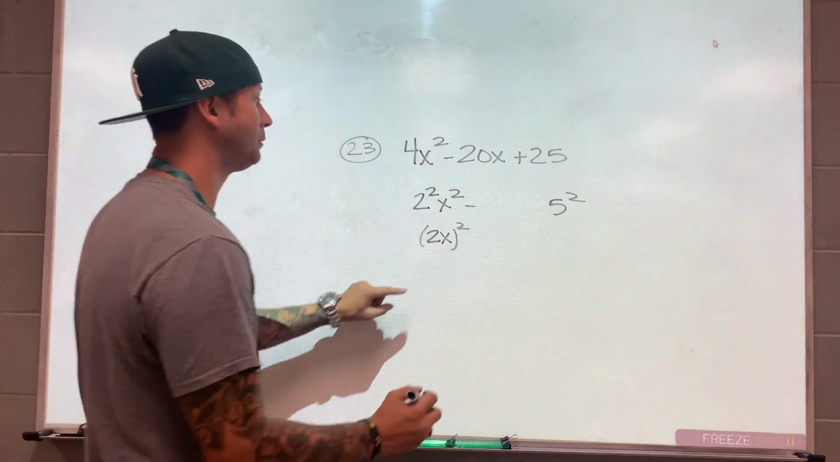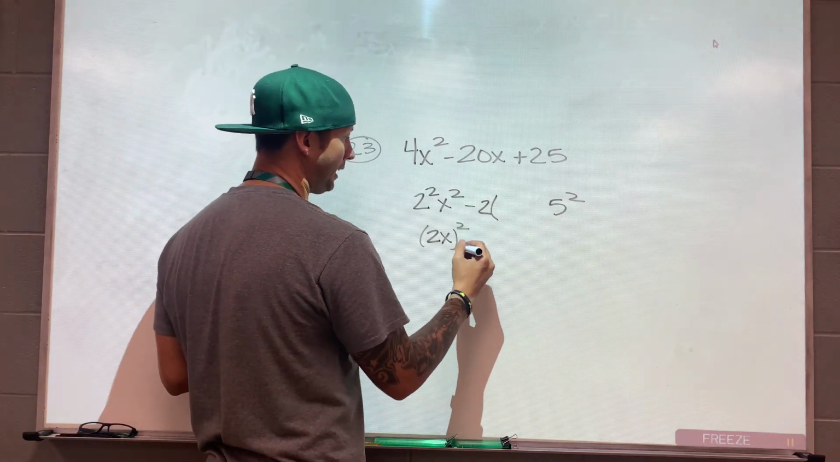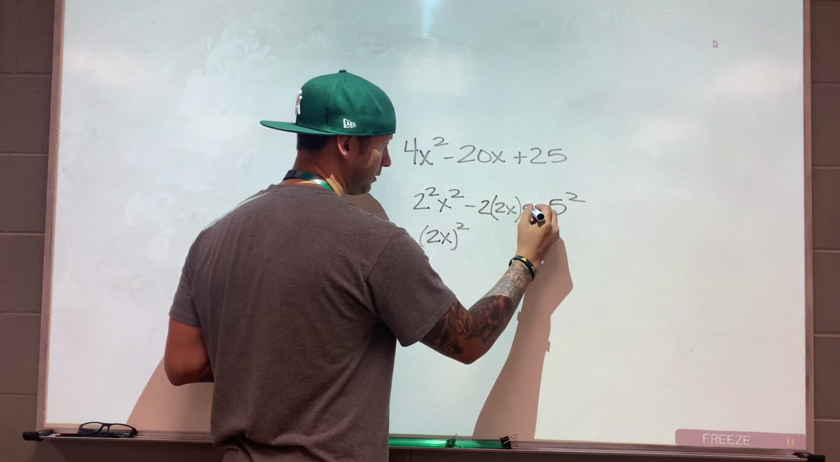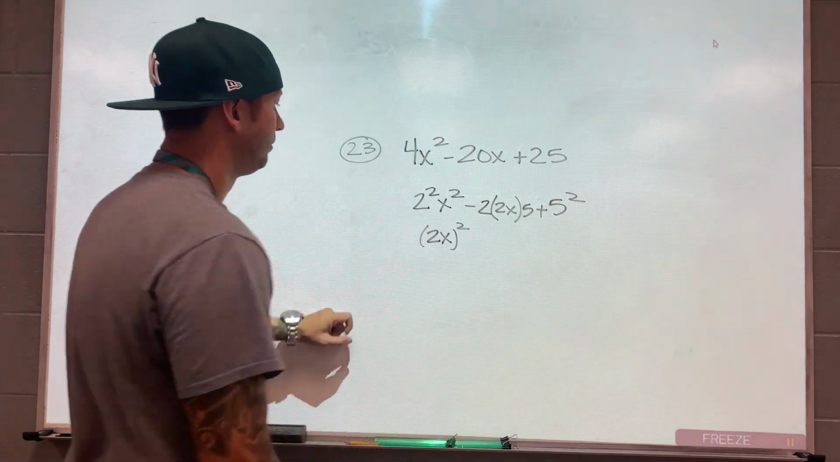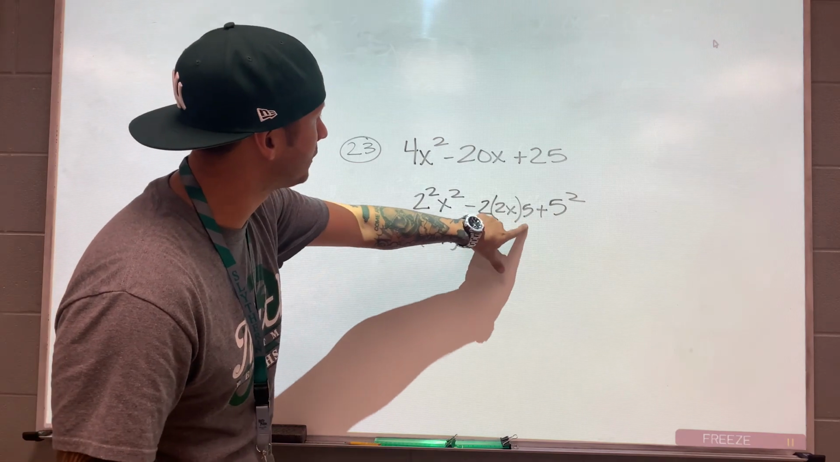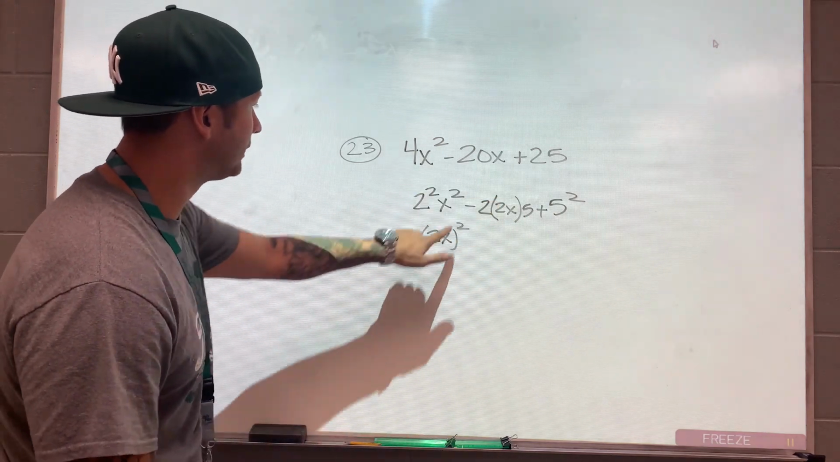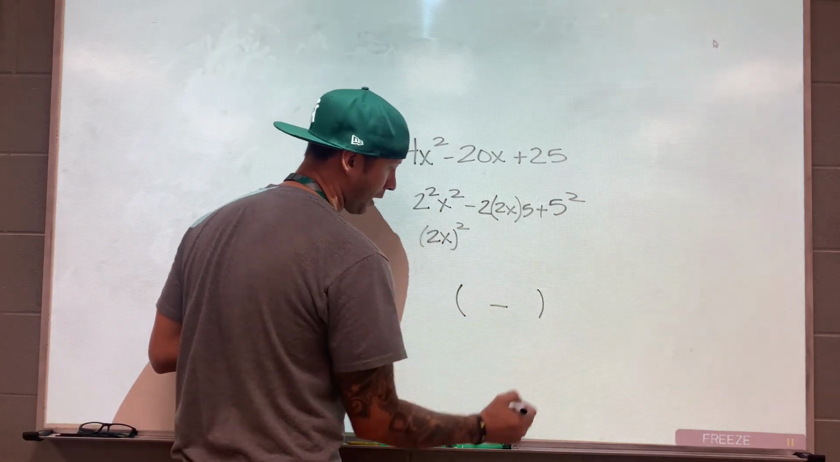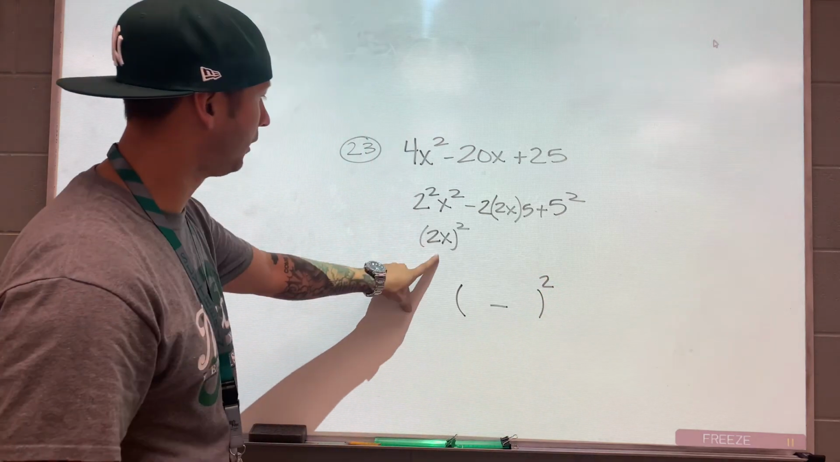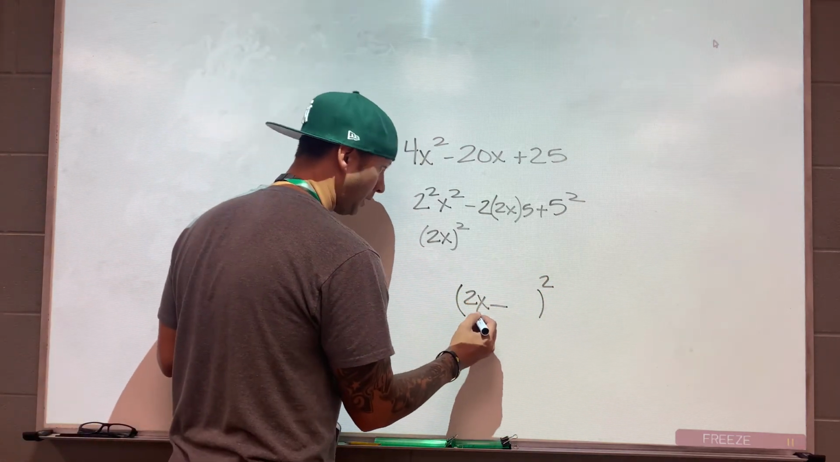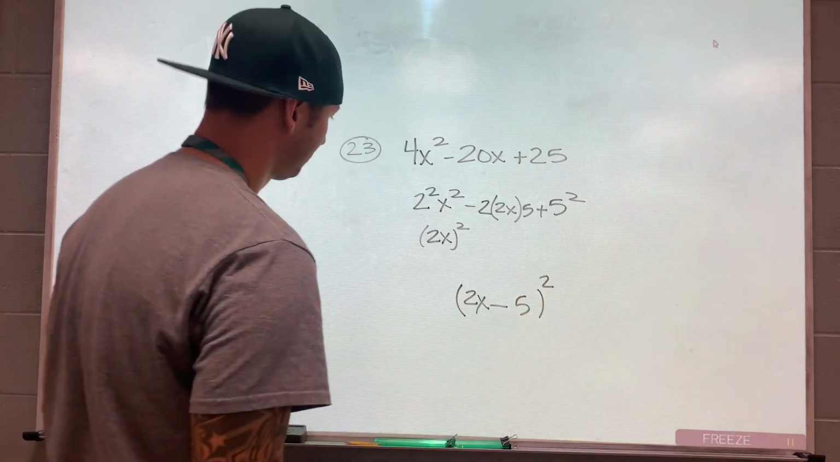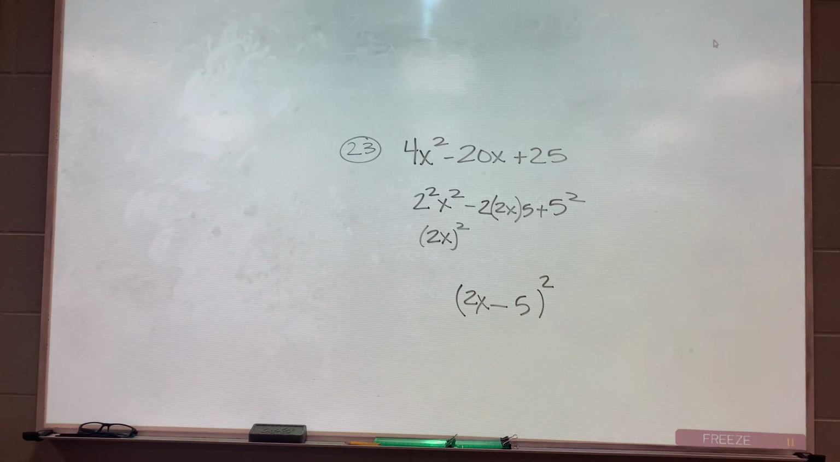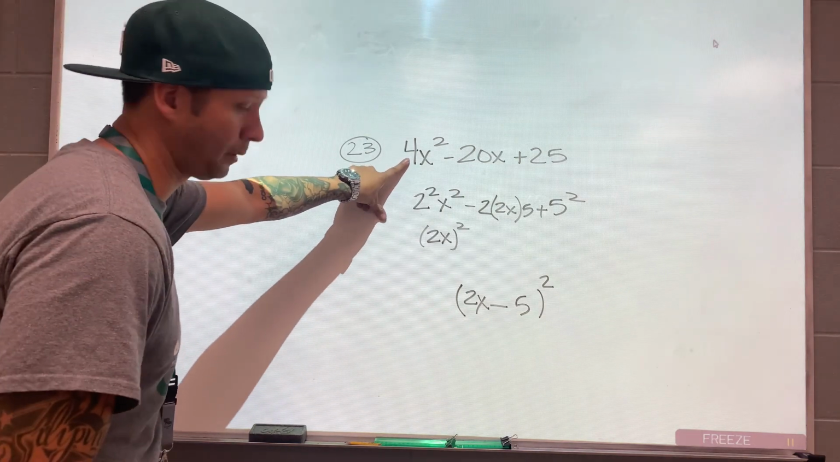So 2 times a times b. Two times 2 is 4, times 5 is 20, so we're good. All right, this is minus, so it's going to be minus in my answer. This is the minus property. So a, b. That one's not bad. It's so much easier when you can recognize the perfect squares.